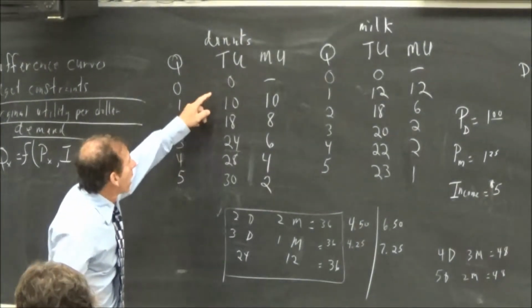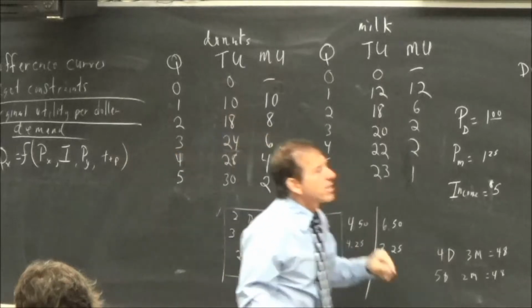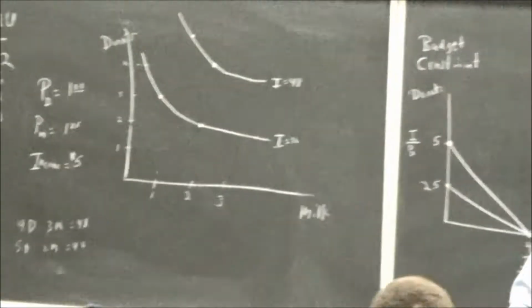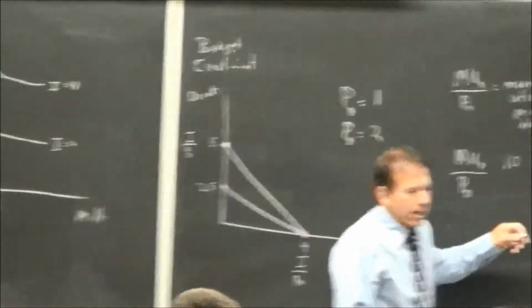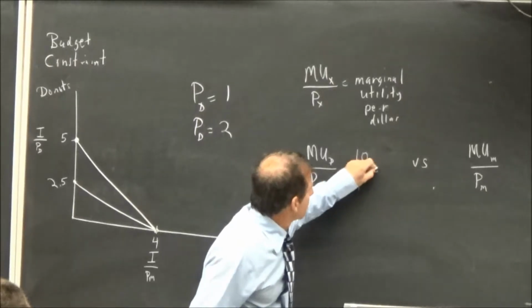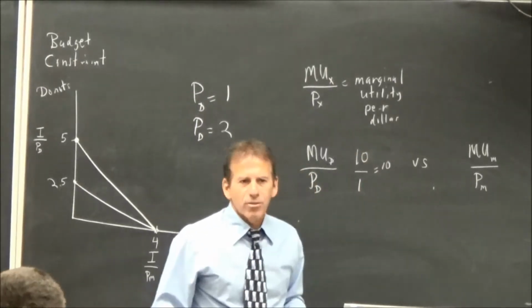So we look and we go, okay, donuts are going to bring me 10 units of utility. That's my marginal utility. If I have my first donut, it's going to bring me 10 units of utility, and it's going to cost me how much? $1. So my marginal utility per dollar is 10. Pretty straightforward.